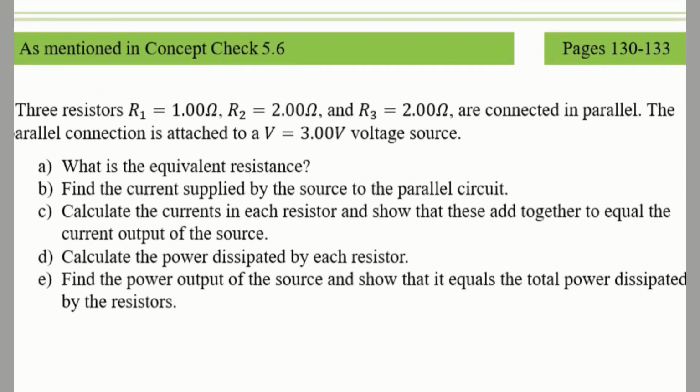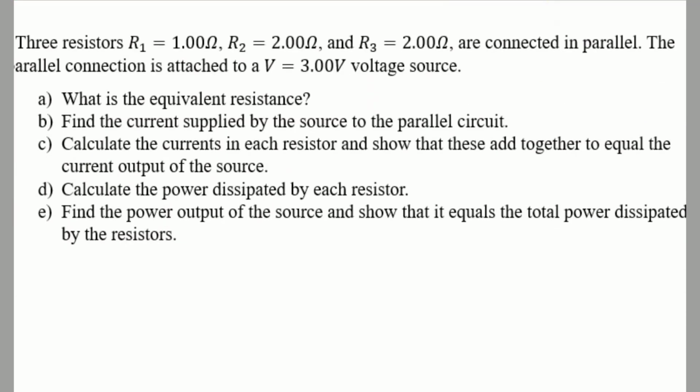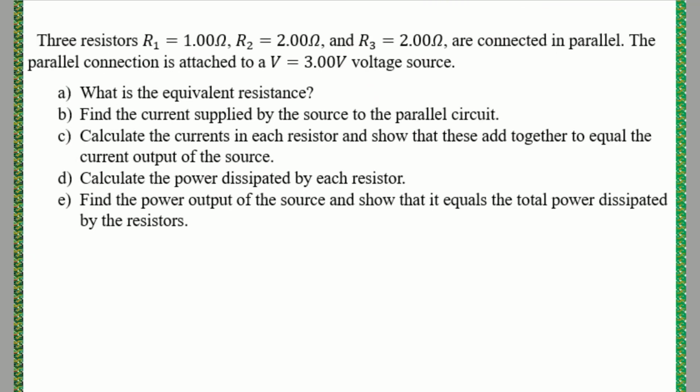Now we have question number 5. Three resistors R1, R2, R3, 1, 2, and 2 ohms, are connected in parallel. When you solve such questions, first decide what the connection is: parallel, series, or a combination of both. The parallel connection is attached to a voltage of 3 volts. What is the equivalent resistance?